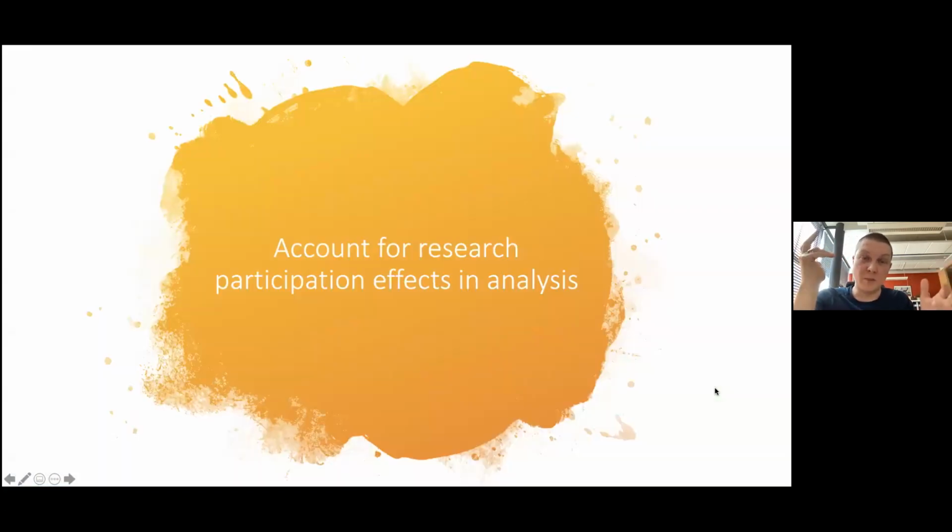So what I'm proposing that we do, and we start doing more routinely, is to account for research participation effects in analysis, and really all biases, but this talk is focused on the research participation effects. So when I say account for them, I really want to get an estimate that is unbiased, an estimate of my intervention that has removed all of these biases. So I get a clearer, more accurate view of the effect of my intervention with all of these other biases and effects removed. That's what I mean when I say I want to account for them.